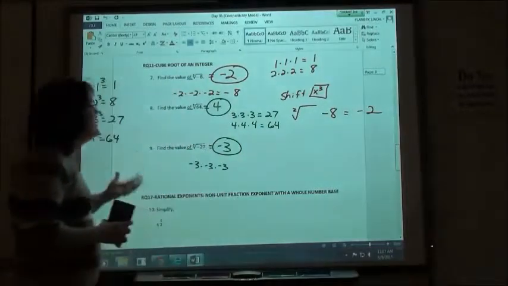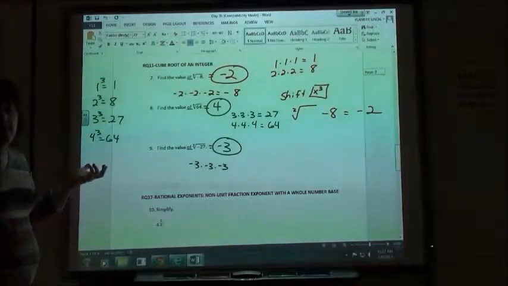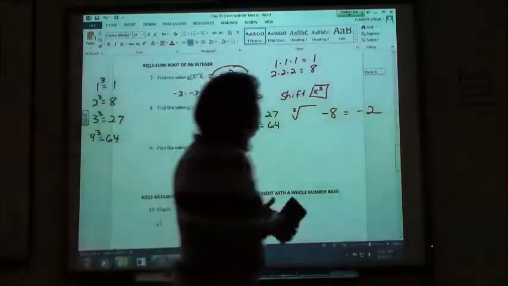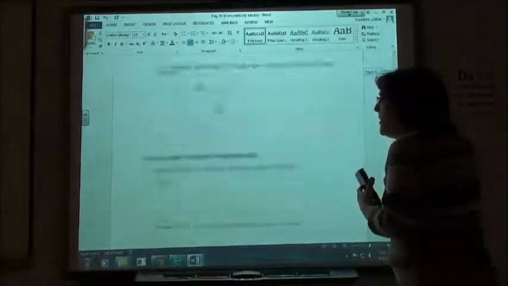The farther you go into math, the more you want to have some of these things memorized, because you don't want to have to look it up or punch it in every time. If you just know 3 cubed is 27, it makes life a whole lot easier. Especially when we get to the next ones.